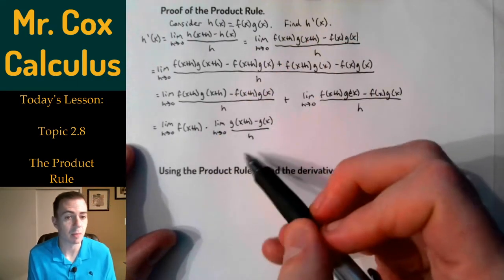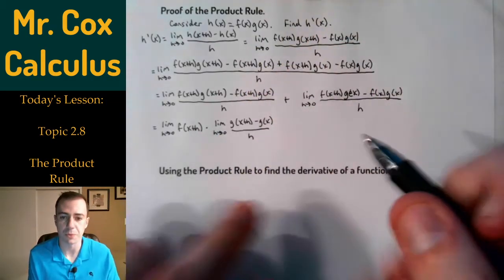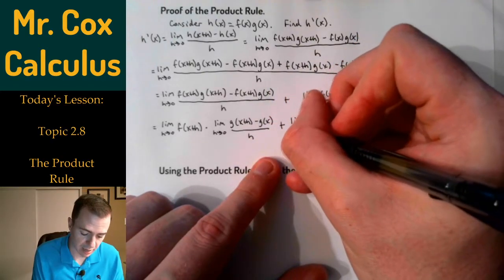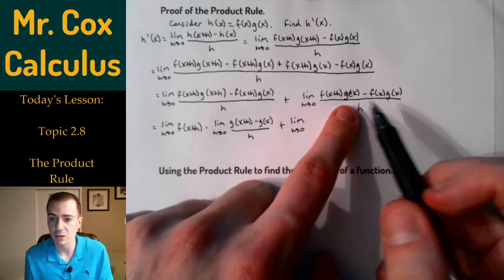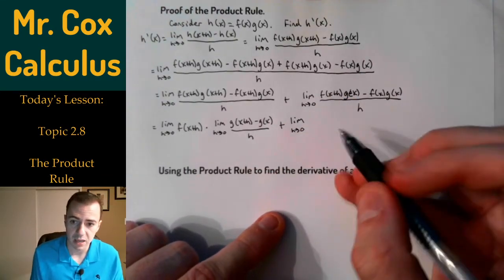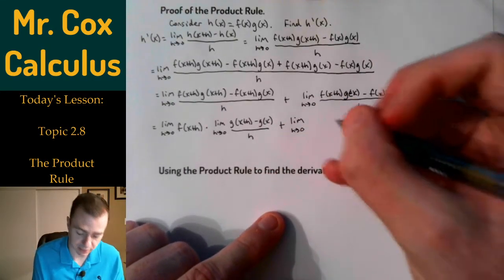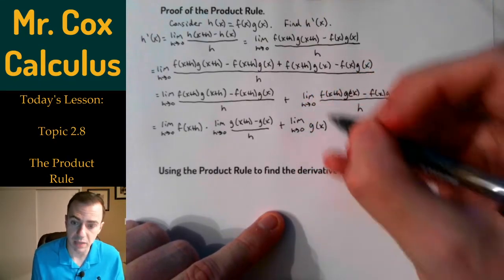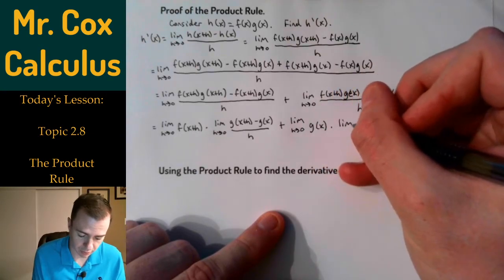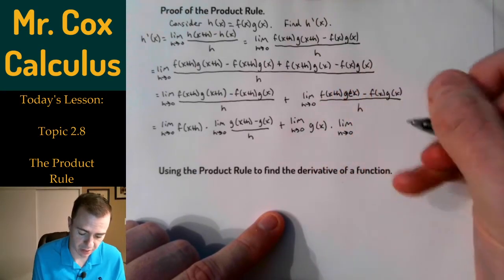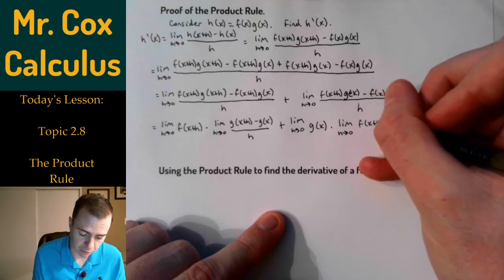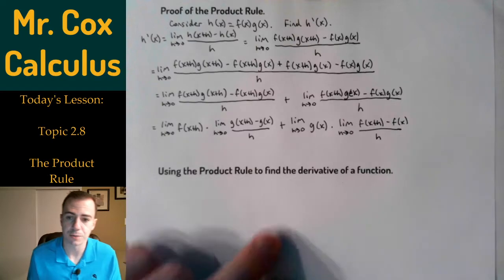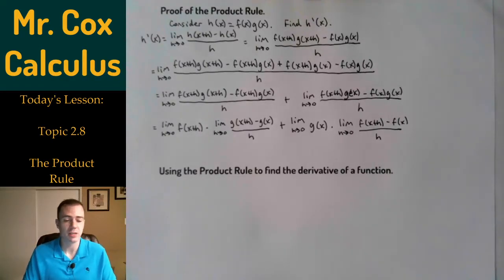And hopefully this is something that looks familiar to you. Let's go over here to the other side and see what our common factor that we can take out of the numerator is. It looks like I can take out a g of x. And so let's do that. Let's take out g of x, and I am left with the limit as h approaches 0 of f of x plus h minus f of x all over h.